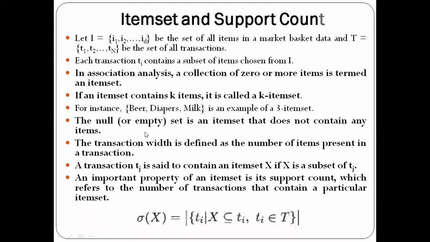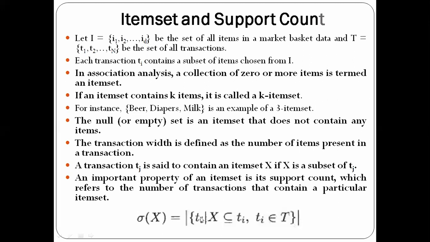See, support count is one of the very important properties of the items here. Support count stands for the number of transactions in which that item is present. That is called the support count of an item set. In general, if you consider any item set X, the support count of the item set is denoted by sigma of X. It is the number of transactions, the number of elements, and we find it with the help of mod, which stands for the number of elements in the transaction.